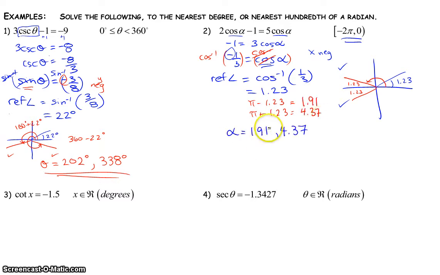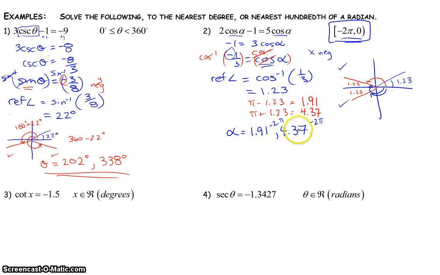Hey everyone. So from what I suggested there, our answers would have been 1.91 and 4.37. However, doing the "are you done yet" check, have you answered what was asked for, and we check our domain, what do you notice? Aha! Our angle should be between negative 2 pi and 0. So what we're going to have to do for each of these is subtract 2 pi from each of these, so that we're figuring out this angle, which would be basically negative pi plus 1.23, and this angle.